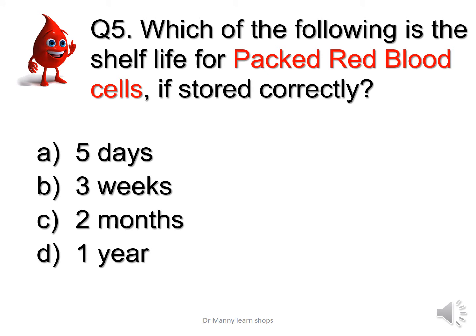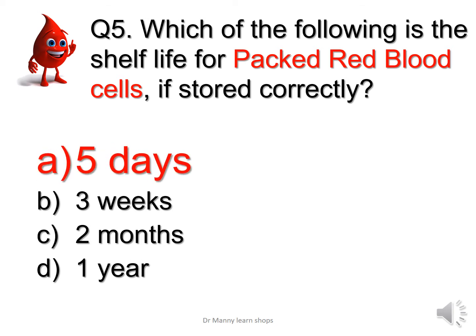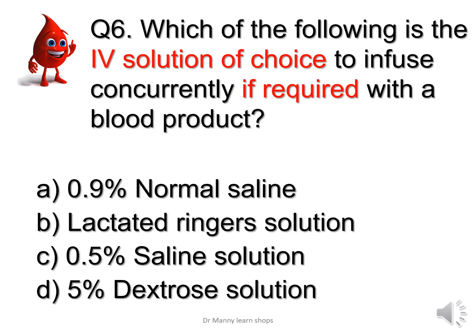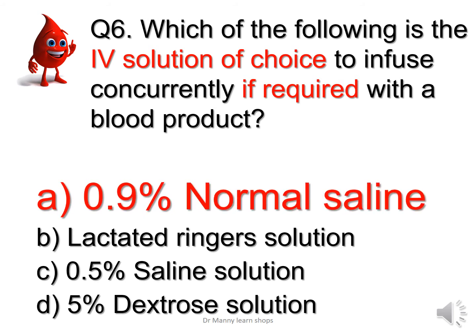Which of the following is the shelf life for packed red blood cells if stored correctly in a blood fridge? A, B, C or D? The correct answer is 5 days. Question 6. Which of the following is the IV solution of choice to infuse concurrently if required with a blood product? Normal saline, lactated Ringer's solution, half normal saline or 5% dextrose? The correct answer is 0.9% normal saline.